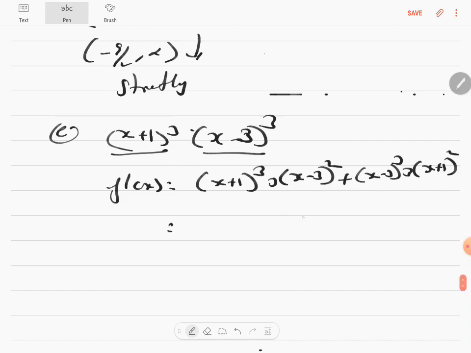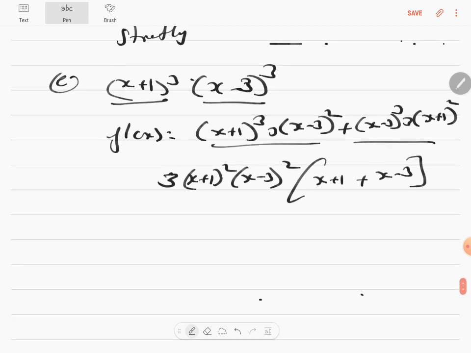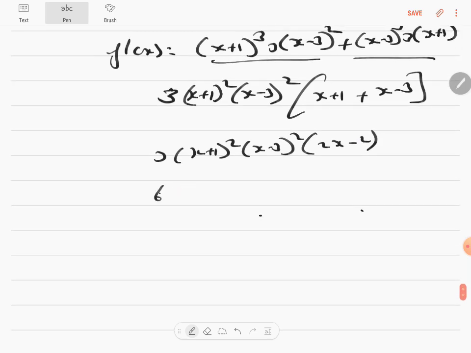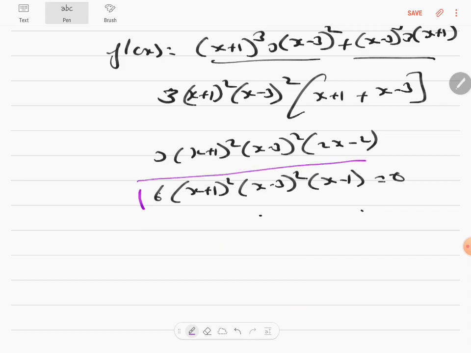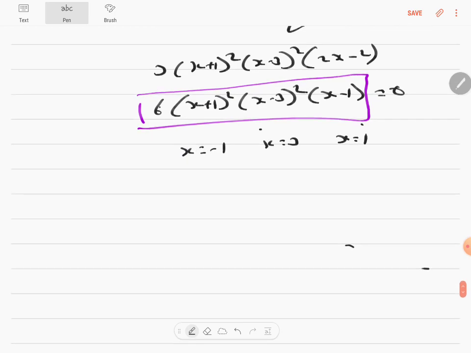Now take out what is common. X plus 1 the whole square is common, a 3 is common, x minus 3 the whole square is common. So you will be left with an x plus 1, and here you will be left with an x minus 3. So 3 into x plus 1 the whole square into x minus 3 the whole square into 2x minus 2. Take the 2 out. 6 into x plus 1 the whole square into x minus 3 the whole square into x minus 1 is equal to 0. And this is the slope which I am going to do analysis for. And you know, therefore x is equal to minus 1, x is equal to 3, and x is equal to 1. Write it on the number line.